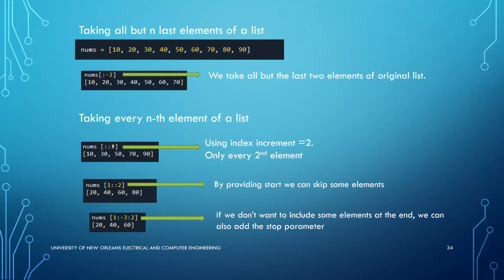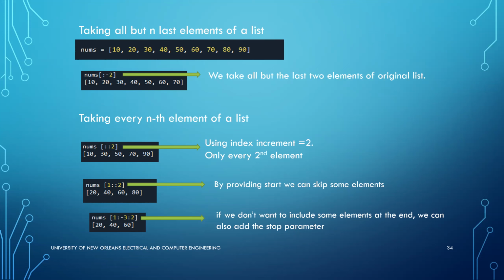Also, if we provide the starting index, we can skip some elements, right? So if instead we say, well, start at index 1, which in this case contains element 20. And again, we're going to go every other element because the index increment is 2. So you go 20, 40, 60, 80, and that's it. Because for the next one, we don't have another element here. So all you'll see will be 20, 40, 60, 80 when you run this command. Okay.